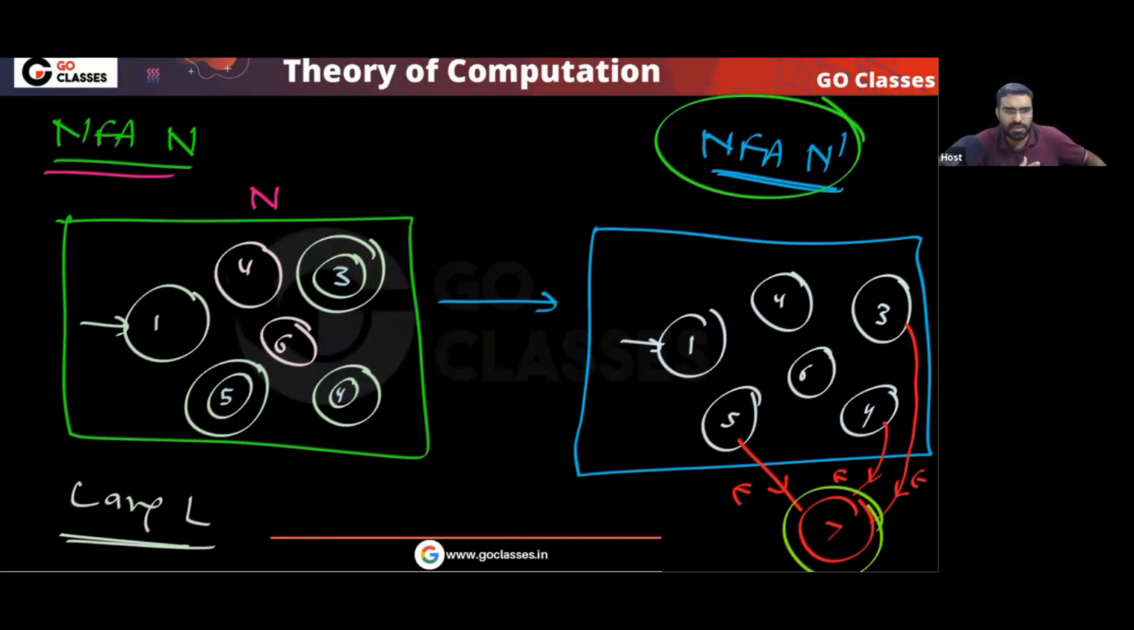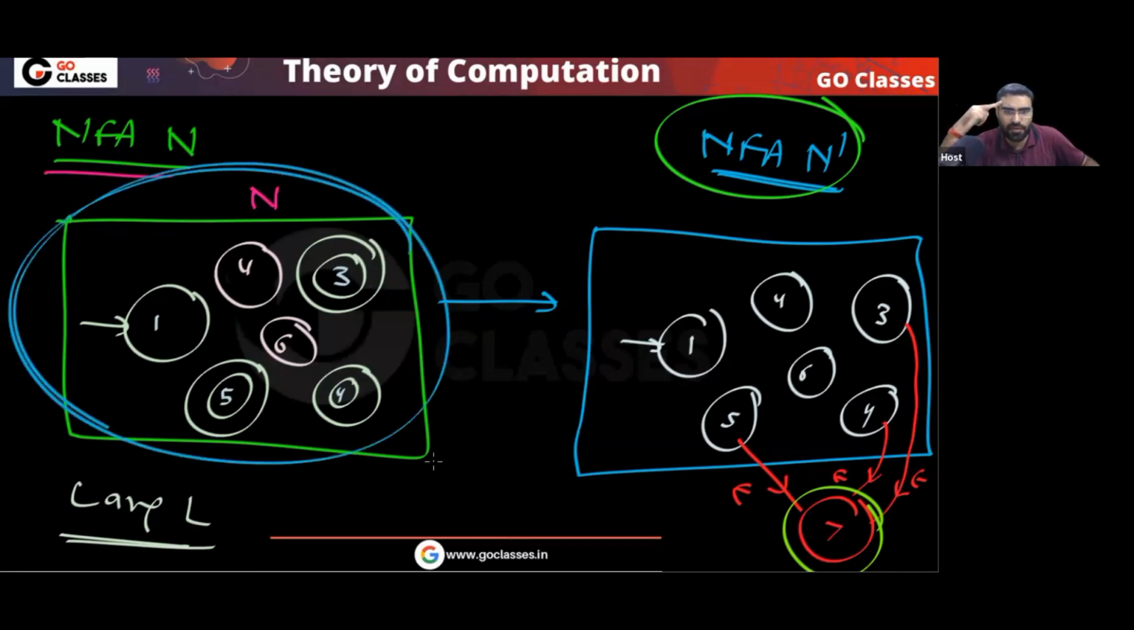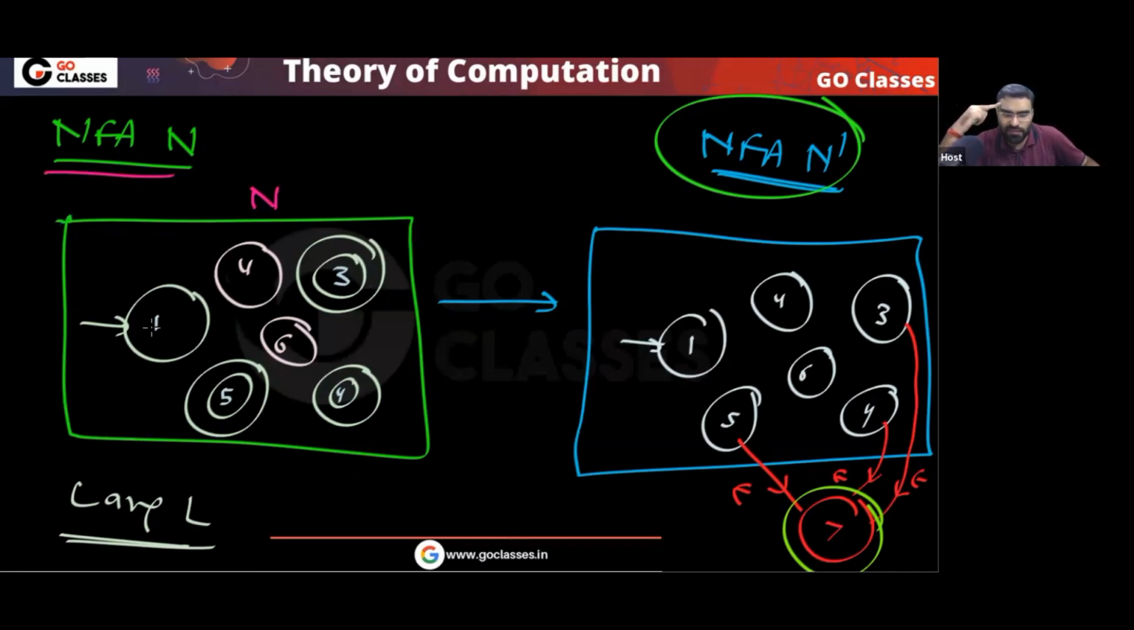Why? What is the reason? Notice, in the previous NFA, when will a string be accepted? A string will be accepted if you go to one of the final states at the end. Now, if you are going to one of the final states at the end, I did not change any transitions. So here what will happen?